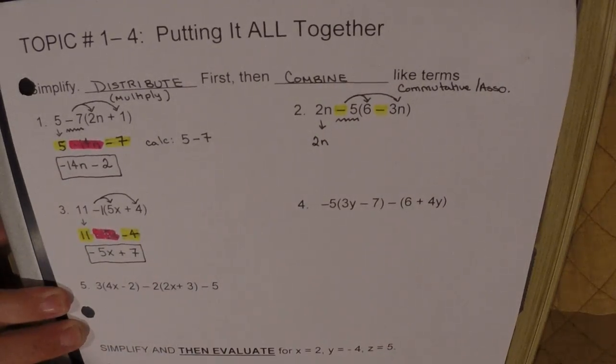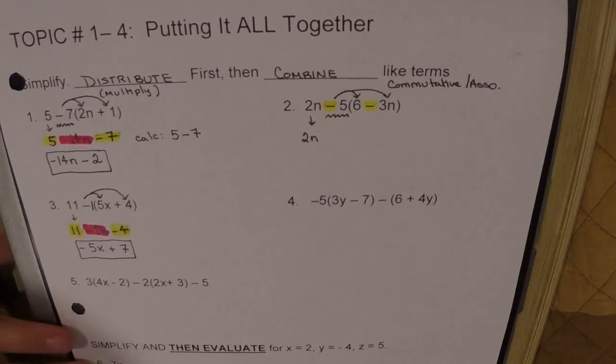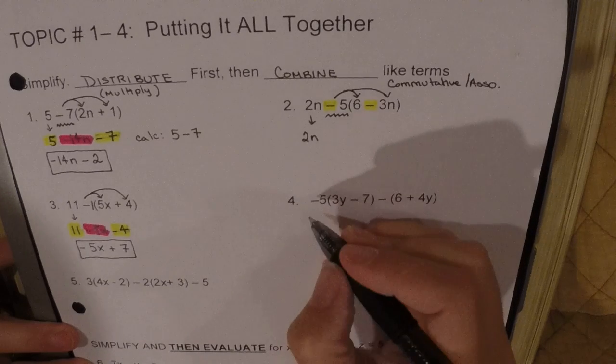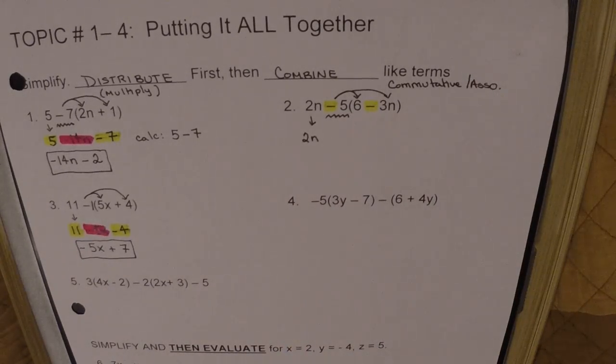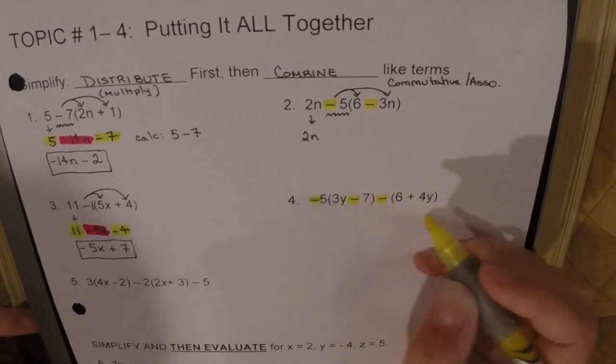All right, so now let's look at number 4. Number 4 goes back to where we have multiple sets of parentheses, so we do have to distribute first. So I'm still going to go through and highlight all these negatives first so that I remember these are all negative numbers.